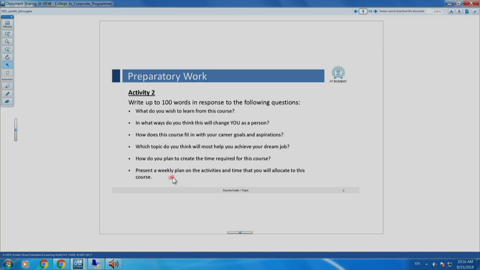Present a weekly plan on the activities and time that you will allocate to this. So who do you present it to? It may be a good idea to get a friend who's already in the course, or even your parents, or even your teachers, to say, this is what I'm promising, this is my weekly schedule, and I'm going to keep this and make that promise. And if you break that promise, clean it up. Just say, hey, I didn't keep my promise, but now I'm keeping my promise, and get onto the bicycle again and start the practice. Okay?